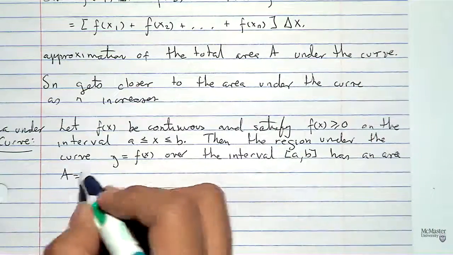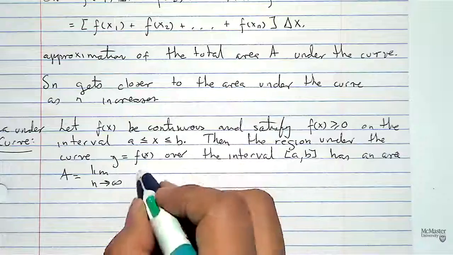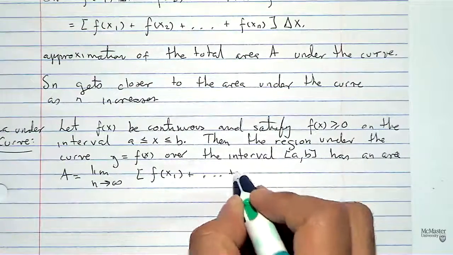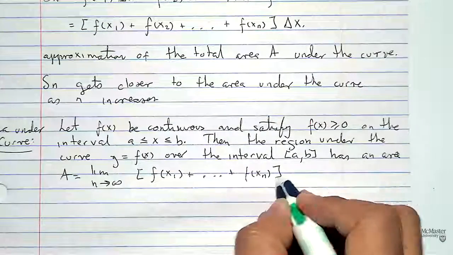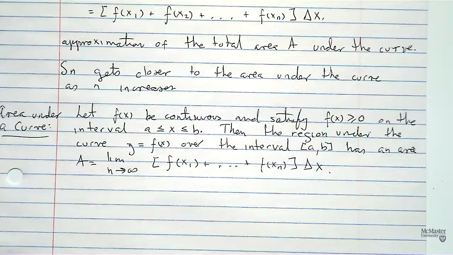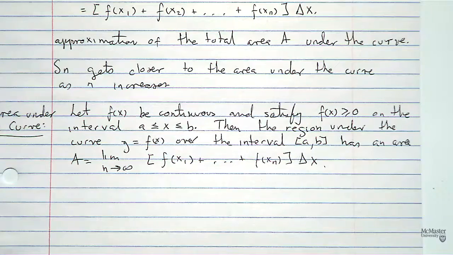A equal to the limit as n approaches infinity of the following object, the sum of f of x1 plus and so on plus f of xn, multiplied by delta x. And don't forget that the delta x is equal to b minus a over n. So you have been presented at this point with the definition of the definite integral. Try to review it. If it's the first time you see it, it might not be an easy concept to buy, but hopefully it has been intuitive. Good luck.